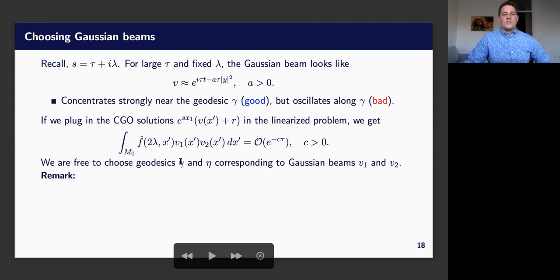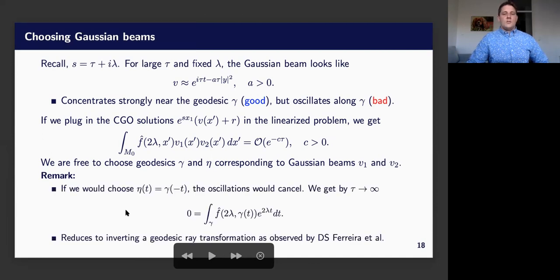Now we are free to choose the geodesics gamma and eta, which correspond to the Gaussian beams v1 and v2 in this identity. And I will make this small remark here. If you would choose eta, the other geodesic, to be the geodesic gamma traveling in the opposite direction, the oscillation would actually cancel.